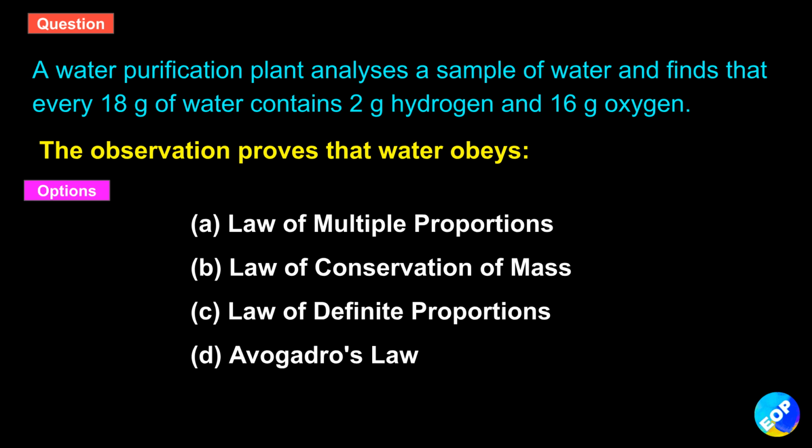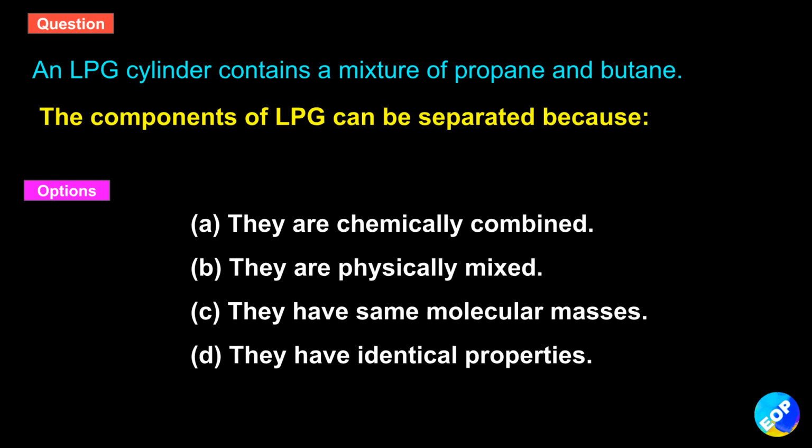A water purification plant analyzes a sample of water and finds that every 18 gram of water contains 2 gram of hydrogen and 16 gram of oxygen. This observation proves that water obeys the law of definite proportions. An LPG cylinder contains a mixture of propane and butane. The components of LPG can be separated because they are physically mixed only.